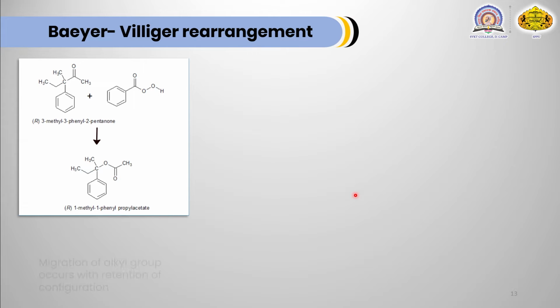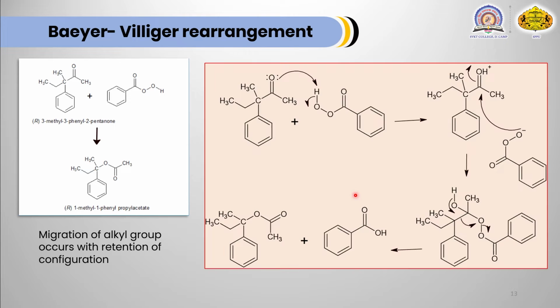Now, this is the example. In this example, migration of an alkyl group takes place, and with migration of the alkyl group we get a product with retention of the configuration. In this case, a chiral carbon is present, and the starting compound has R configuration and the final product also has R configuration. Let us see how the mechanism of this reaction takes place.